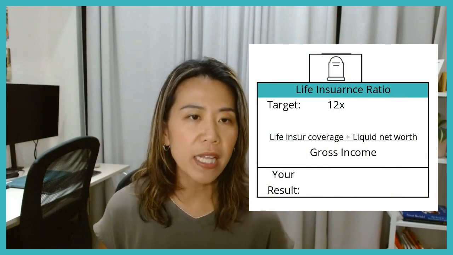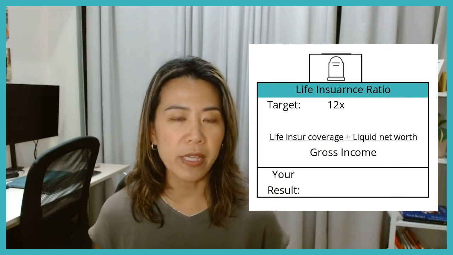So the ratio that I would consider is your life insurance coverage plus your liquid net worth, divided by gross income, which should be around 12 times. For example, let's say you make $250,000 a year, and you have $1.5 million of assets between you and your spouse's investment and retirement accounts. To get to the 12x target, you might want to consider buying a life insurance policy of $1.5 million. Obviously this is very much a starting point for the discussion. Each family is unique, and so you might do more or less depending on your situation and preference.